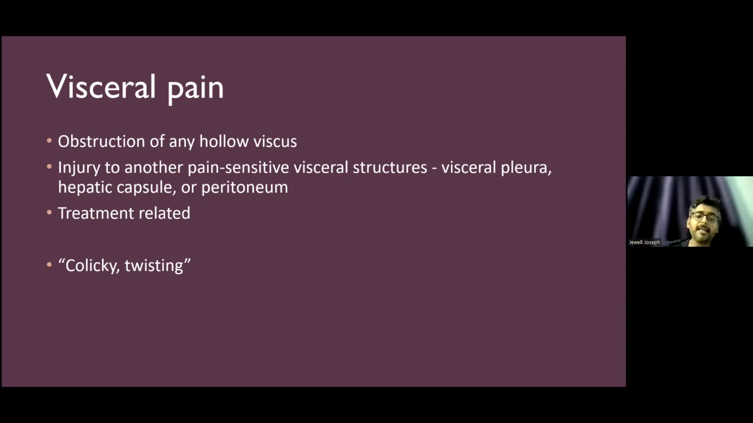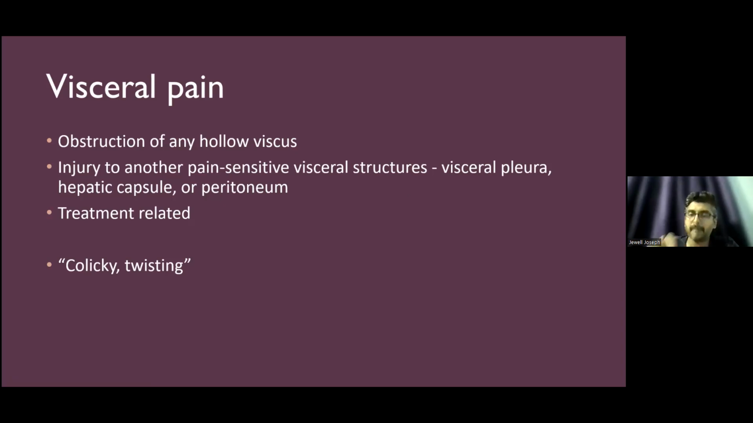It can be treatment related also, especially when there is a previous surgery or a previous radiation to that particular area involving bowel. There may be adhesions and all those things there, which can actually contribute to visceral pain. It is typically described as a colicky and twisting pain, but it is always important to keep in mind that when pain-sensitive visceral structures like pleura and peritoneum are involved, it may not be colicky and twisting.